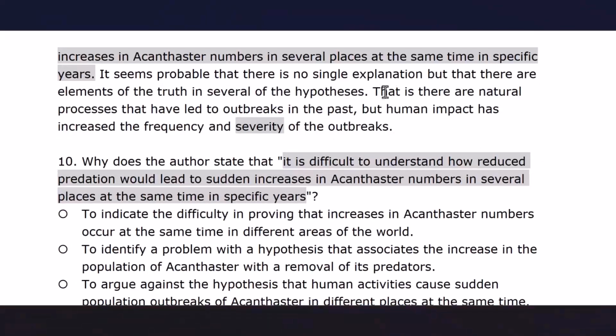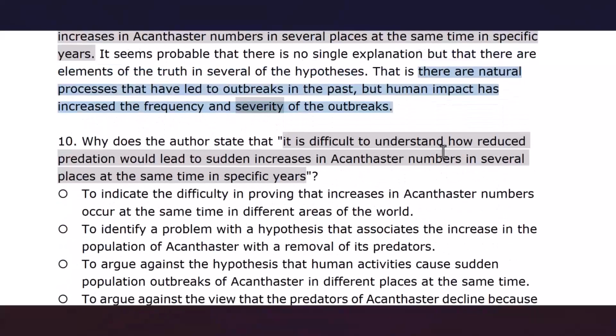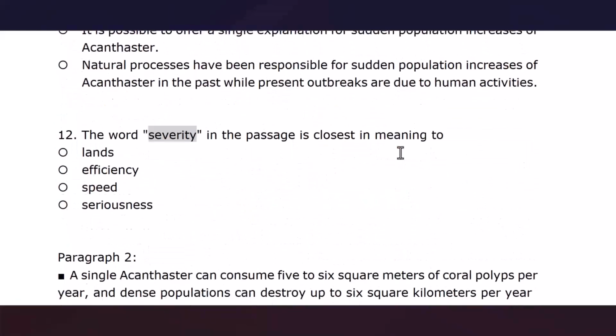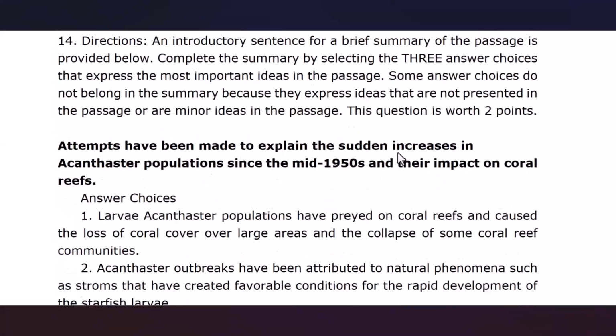here, we read that there are natural processes that have led to outbreaks in the past, but human impact has increased the frequency and severity of the outbreaks. We can replace the verb increased with sped up. That was mentioned in option 3. So according to the passage, option 3 is a correct one.